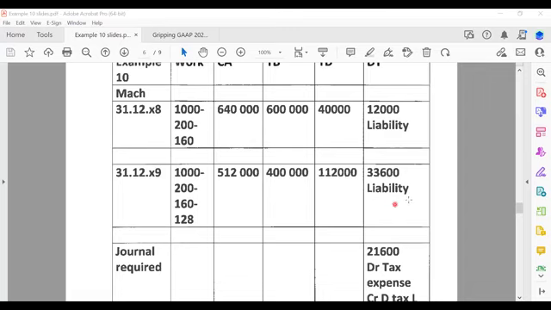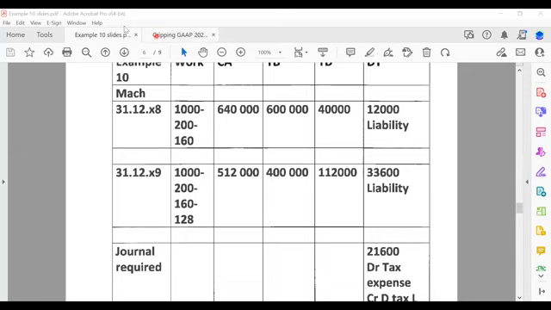What do we have in our journal currently? We have 12,000. So we need to increase our deferred tax liability to a value of 33,600. How do we do that? We credit deferred tax and we debit the tax expense with the difference between these two amounts. And that amount is 21,600.